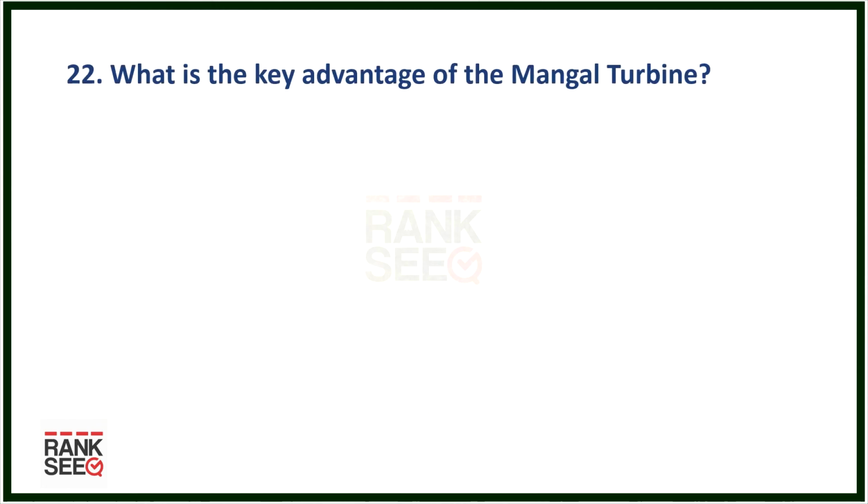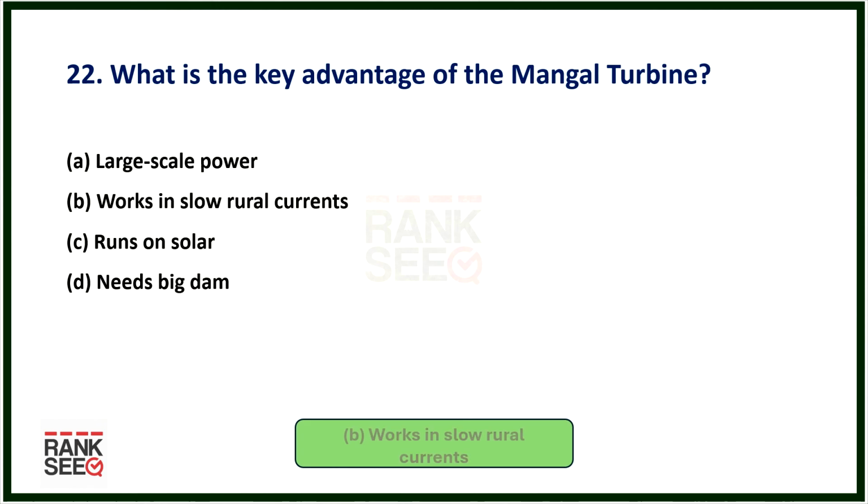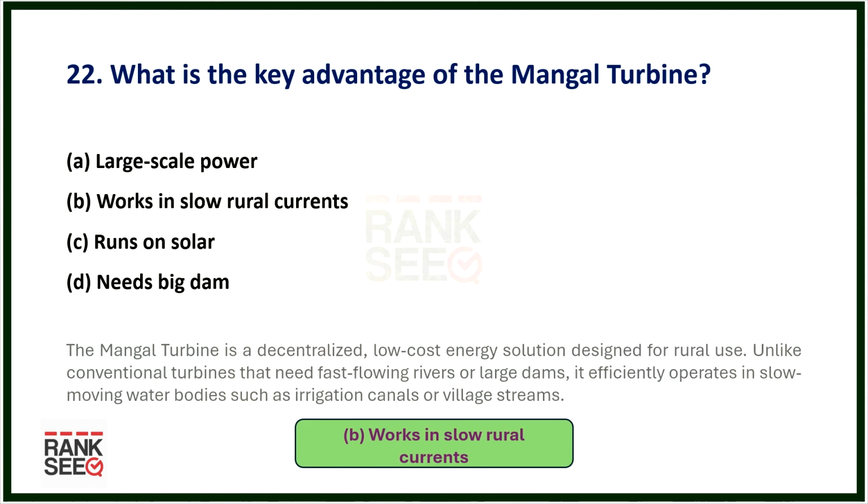22. What is the key advantage of the Mangal turbine? A. Large-scale power. B. Works in slow rural currents. C. Runs on solar. D. Needs big dam. Correct answer: B. Works in slow rural currents.